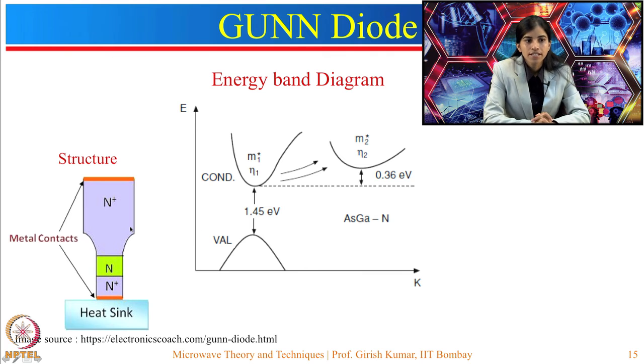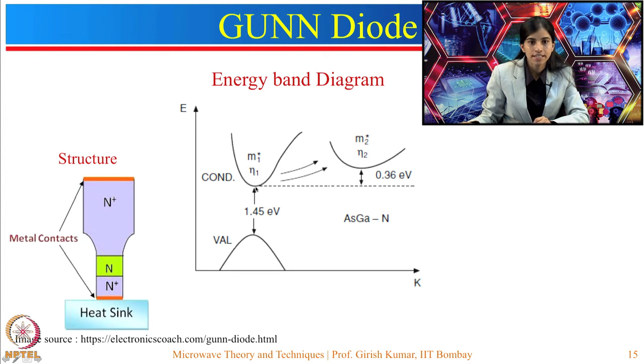So we know that in the case of a few materials like gallium arsenide and indium phosphide, they have local minima in the conduction band. One of the local minima contains the higher mobility and lower effective mass. However, the other minimum, which is at a relatively higher energy level, contains lower mobility and higher effective mass. So in general, all the electrons occupy the lower energy states.